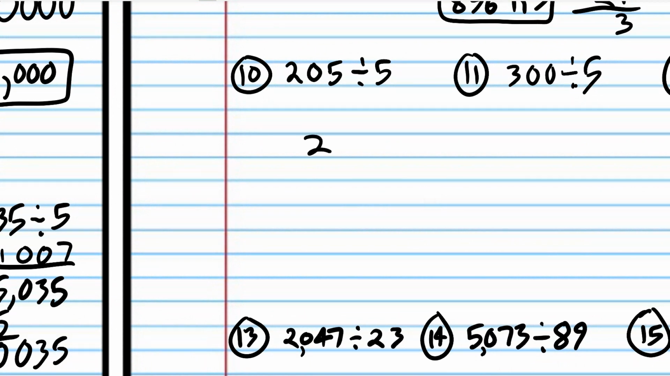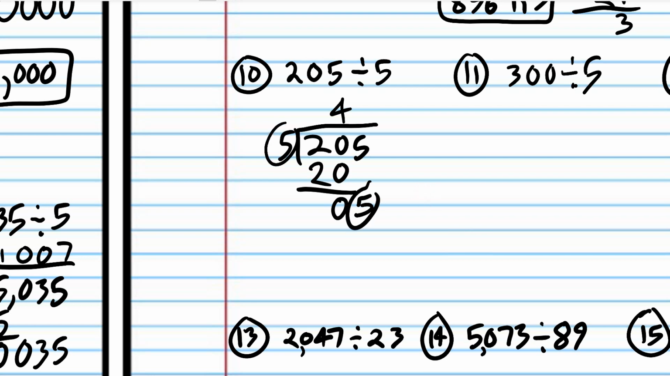All right, we're back. 205 divided by 5. 5 doesn't go into 2, but it does go into 20. It goes in 4 times. I'm not going to put the 4 there. I'm going to put the 4 over the 0 because that's the last number of the value that we divided into. All right, 5 times 4 is 20. 20 minus 20 is 0. And as always, bring down the next number.